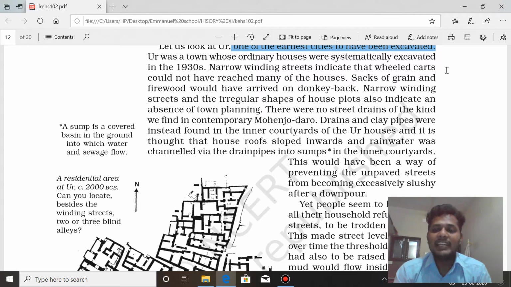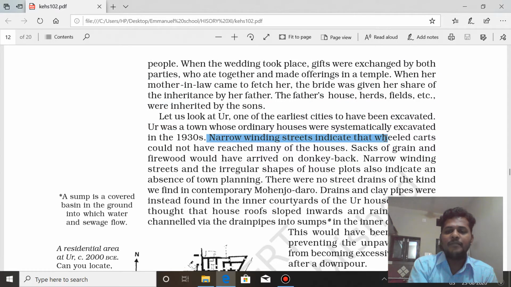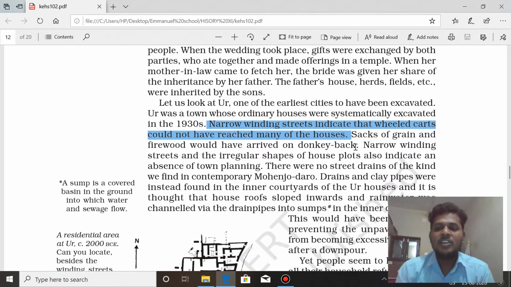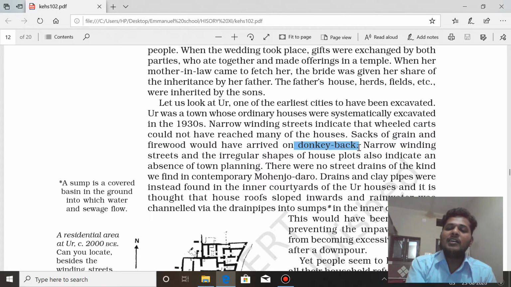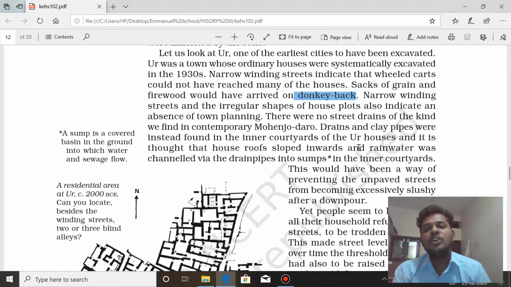Narrow winding streets indicate that the streets were very narrow, because of which wheeled carts could not reach many houses. Even sacks of grain and firewood were carried on a donkey's back. Bullock carts were not able to reach the doorways of the houses. So donkeys were used because the streets were very narrow.